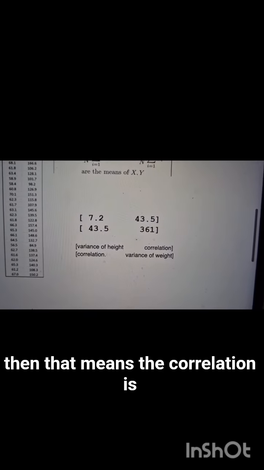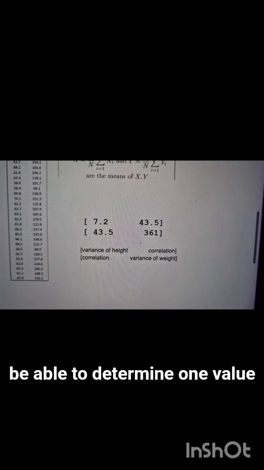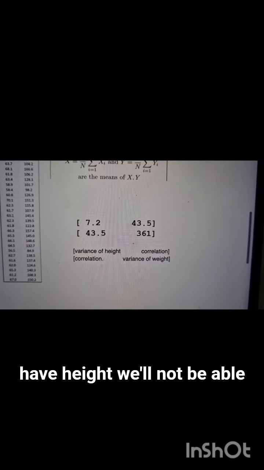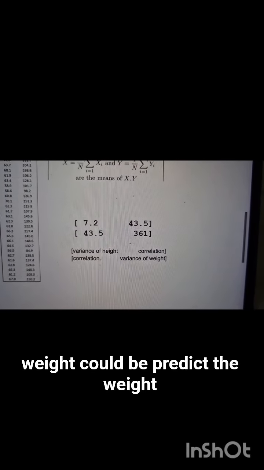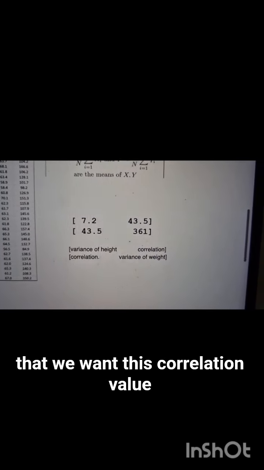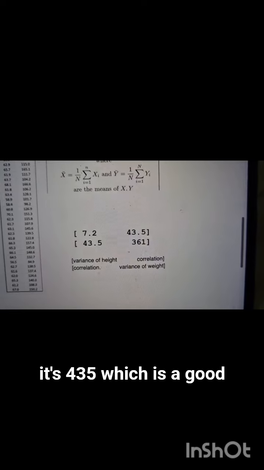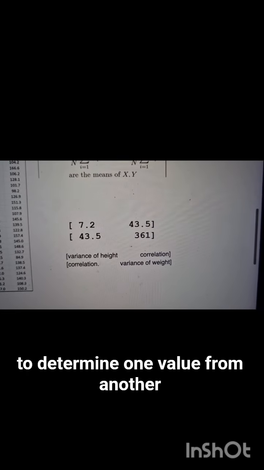If it's 0, then the correlation is none, and that means we'll not be able to determine one value from another. That is, if we have height, we'll not be able to correlate and predict the weight. So if we want to predict that, we want this correlation value to be higher, and since here it's 43.5, which is a good correlation value, we will be able to determine one value from another.